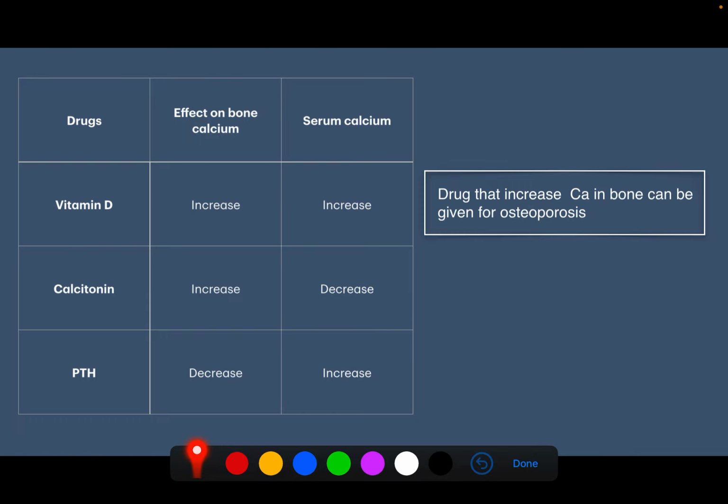Done. Because in osteoporosis, what we are having is the calcium in the bone getting out into the blood. So bone is having less calcium. So to increase calcium in the bone we are giving these two drugs in osteoporosis.